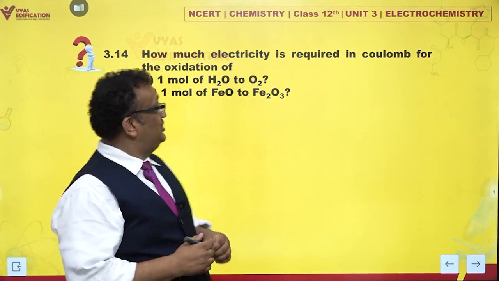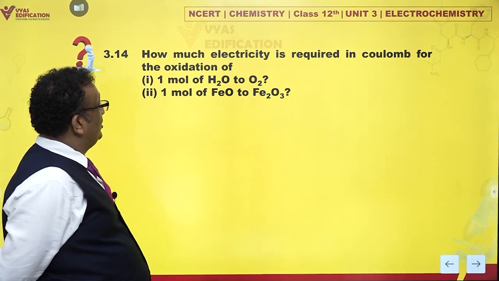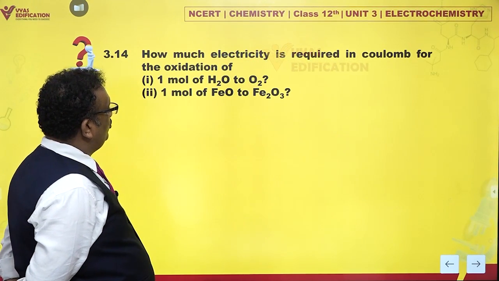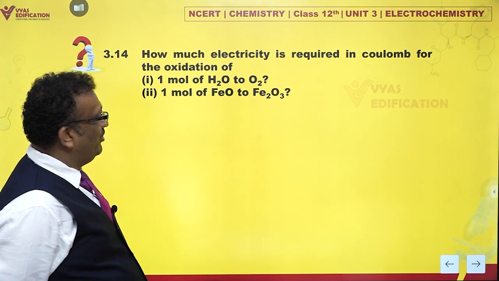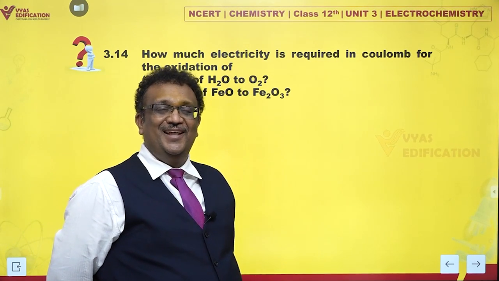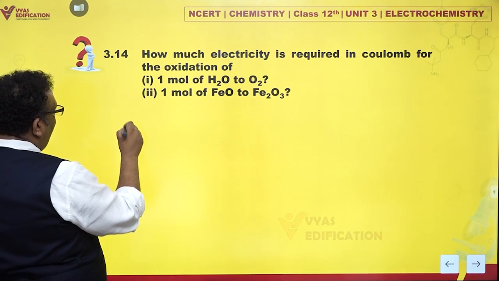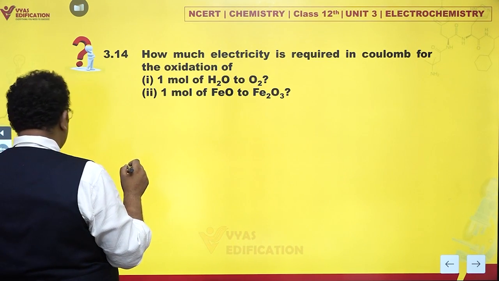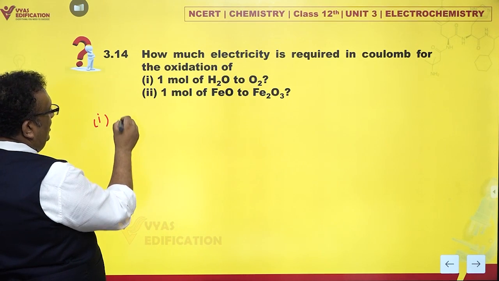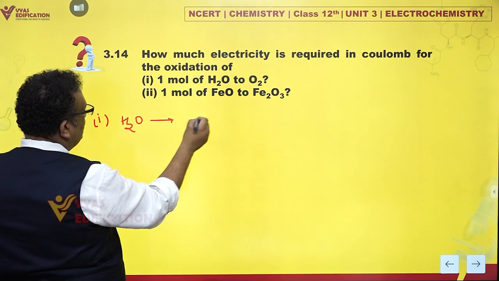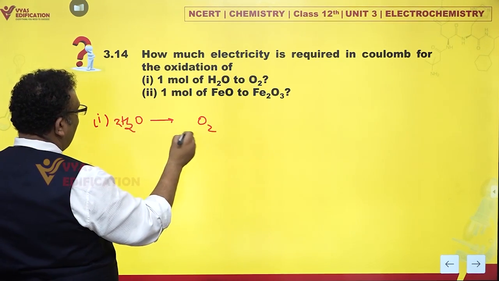How much electricity is required in coulombs for the oxidation of 1 mole of H2O to O2 and 1 mole of FeO to Fe2O3? Let's calculate. How much of electricity? Okay. Now, if H2O is getting oxidized to O2, I'm solving part 1. If H2O is getting oxidized to O2, can I have the equation?